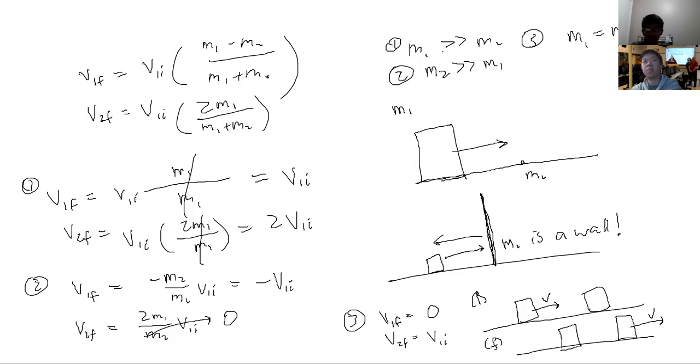Okay, so any questions about how we check for this? This is really important at the end of every physics problem, to check if your answer makes sense in terms of extreme cases.